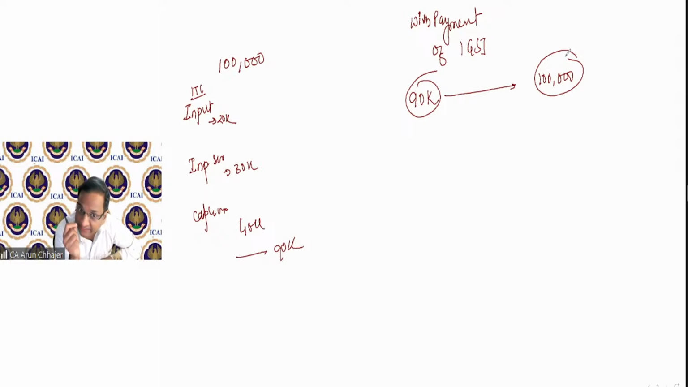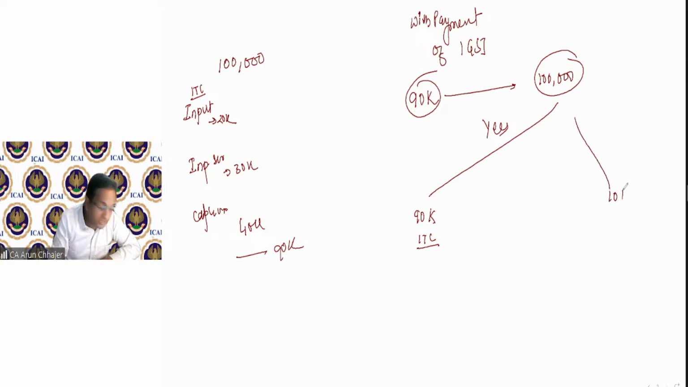Can I use the 90,000 ITC for the payment of rupees 1 lakh? The answer is yes, I can use. So I will use the ITC of 90,000 and deposit 10,000 in cash. Now, when I go for the refund, how much refund would be given by the government? Is it 10,000, is it 90,000, or is it 1 lakh?